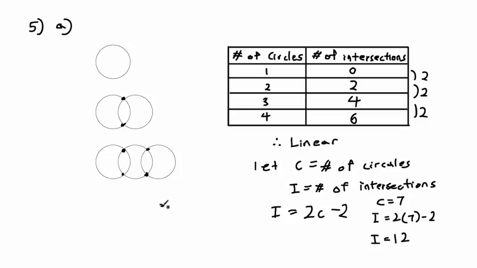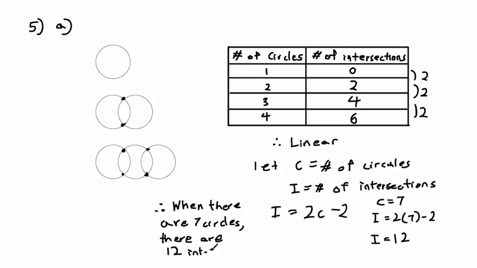So therefore, when there are 7 circles, note that I equals the number of intersections, so there will be 12 intersections.